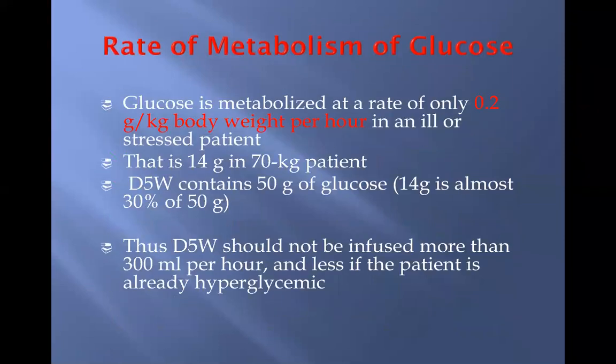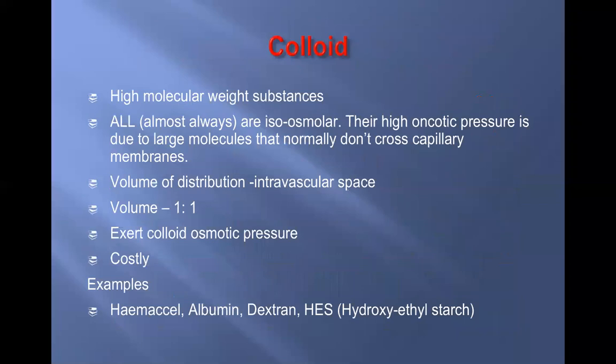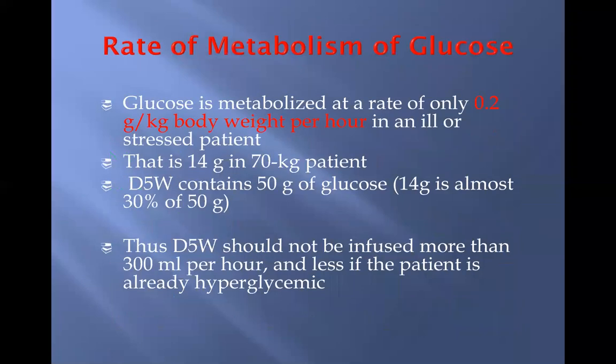Before starting talking about colloid, here is the rate of metabolism of glucose. After giving, for example, a patient 5% glucose, what's the rate of metabolism of this glucose? Glucose is metabolized at a rate of only 0.2 gram per kg body weight per hour in an ill or stressed patient.